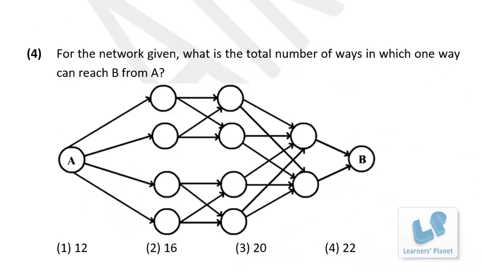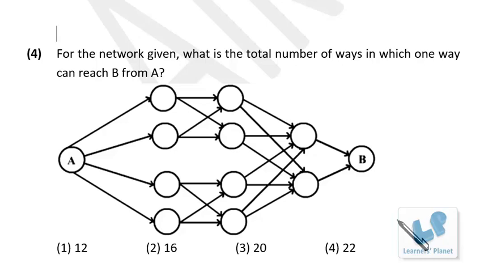From the network given, what is the total number of ways in which one can reach B from A? So we have to start from A and reach B. So these sort of questions are really very simple. No need to go for any sort of paperwork. We should be able to understand the system of network.